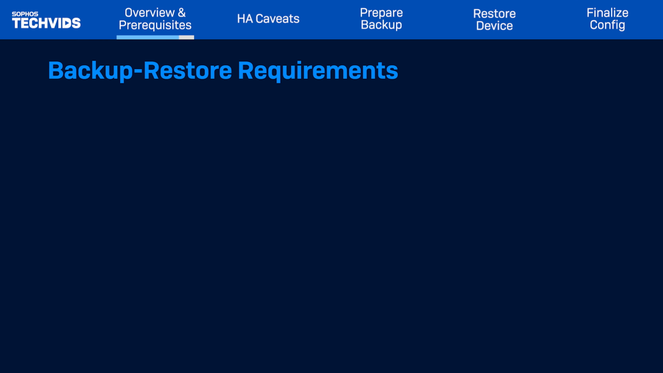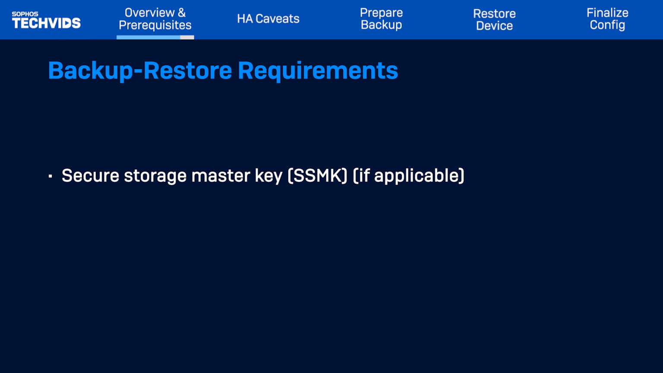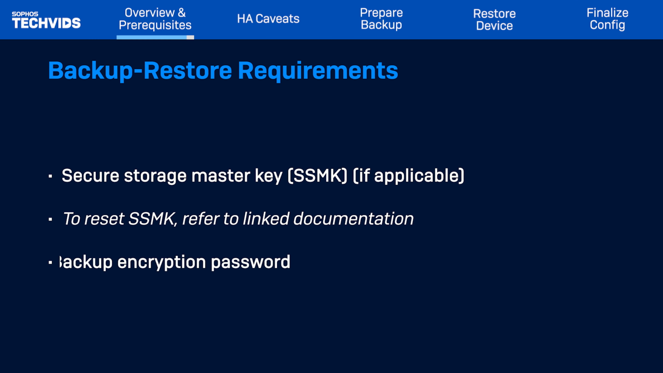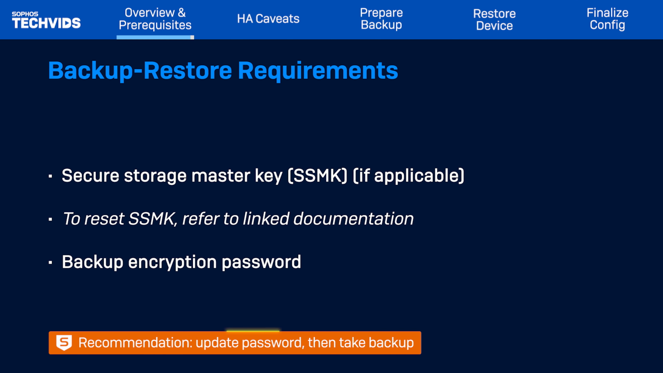Before taking the backup, make sure you know the Secure Storage Master Key password, or SSMK. If you haven't previously set this, this is not applicable. If you forgot the SSMK, refer to the linked documentation to reset this. In addition, make sure you know the backup encryption password, which encrypts any generated backup files. We recommend that once you're ready to migrate, update the encryption password, and then proceed to take a new backup.